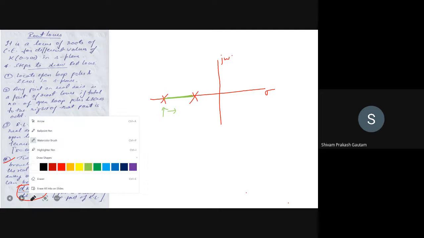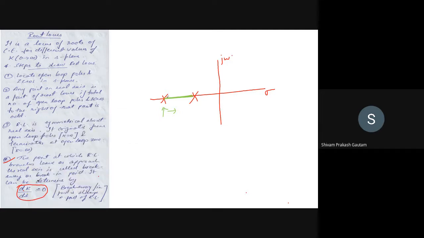Let me change the color. So this hole will be part of my root locus, right? And from step number 3, we have seen that at open loop pole, the value of k is 0. That means both are open loop poles, and the root locus branches will start from the open loop poles.